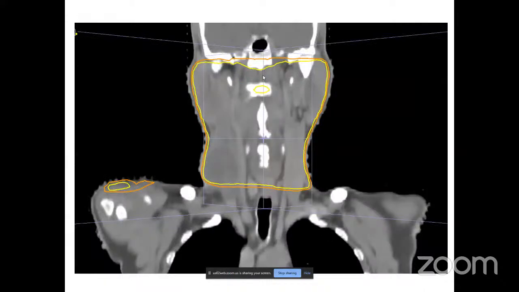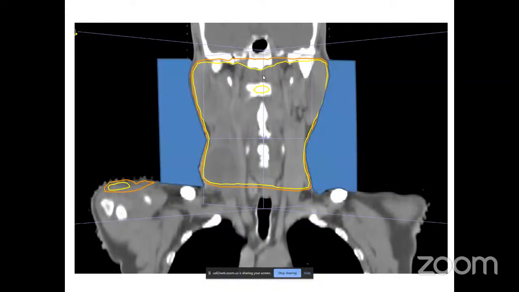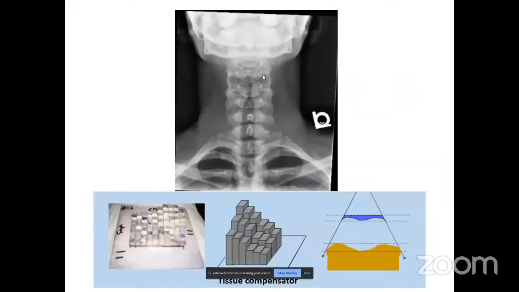So how can we avoid this kind of heterogeneity in the dose distribution due to heterogeneity of the neck anatomy? We understand that there is a deficit of tissue in the neck. That's why, to overcome this heterogeneity, we can consider placing a tissue compensator. So how is the tissue compensator made?